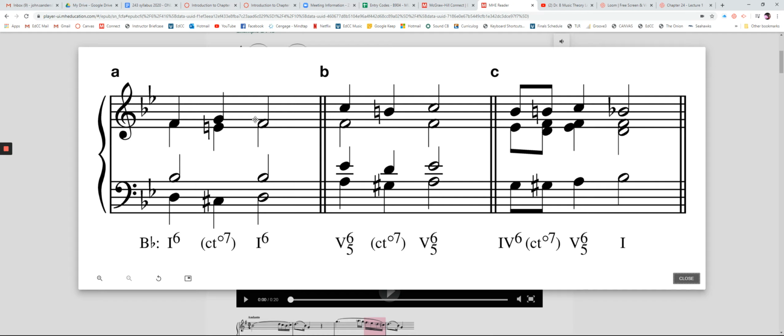Here's my B flat major chord. I'm embellishing it by putting a half step below the third, a half step below the fifth, and a whole step above the fifth. But the B flat is common.